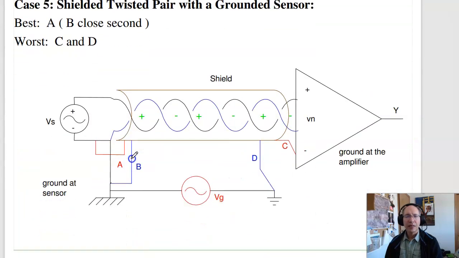If I have a sensor which is grounded, then what I want to do is take the shielding and ground it at the sensor where it's grounded, or short these two together. A is best, B is pretty close. What I don't want to do is have 2 grounds. That creates ground loops. Don't ground it at C or D.